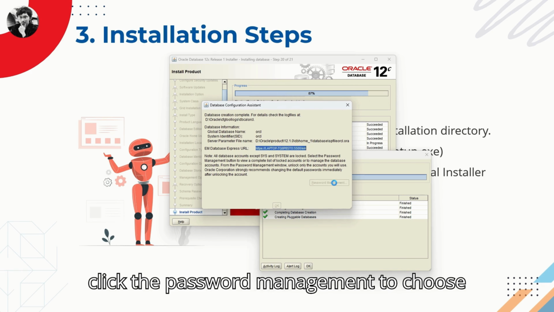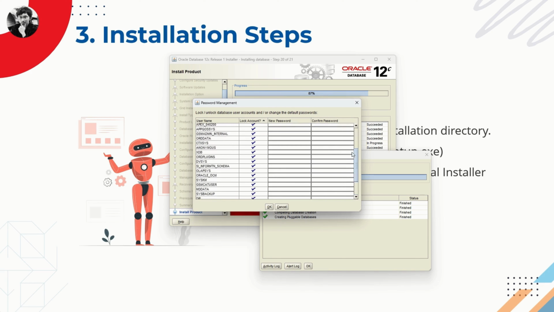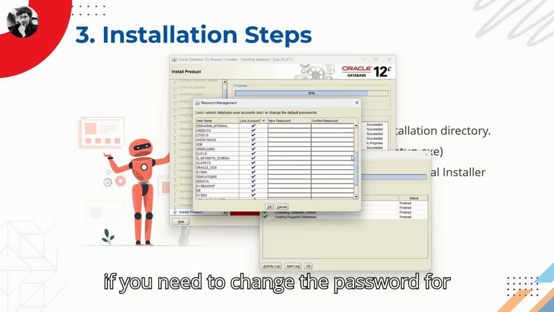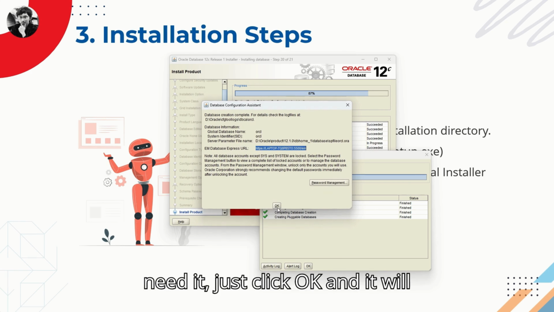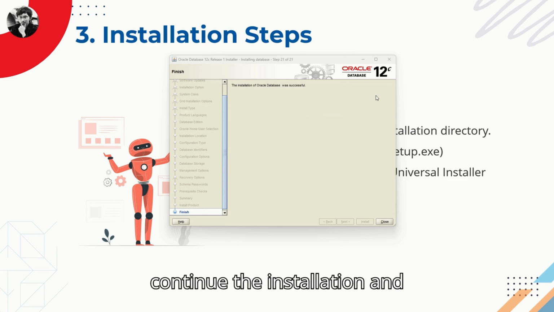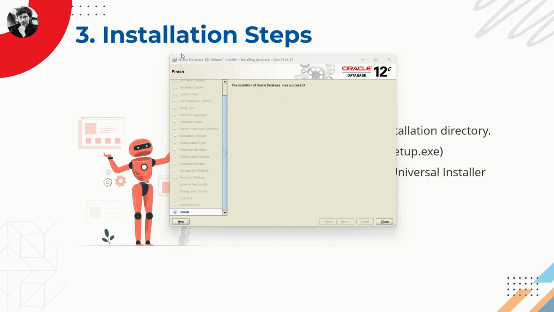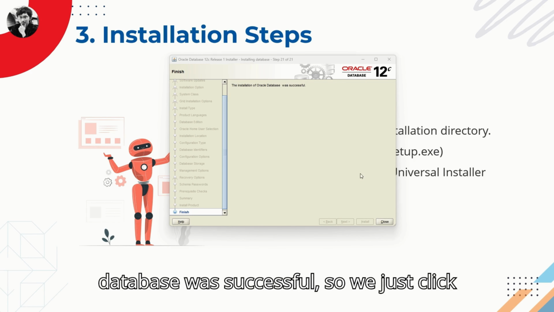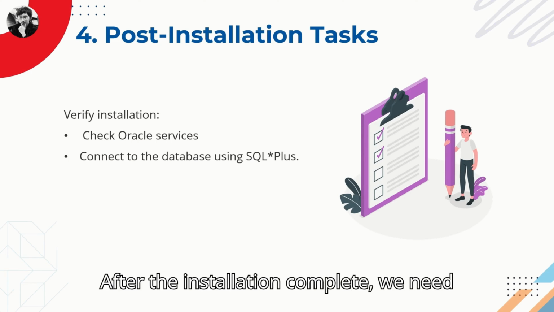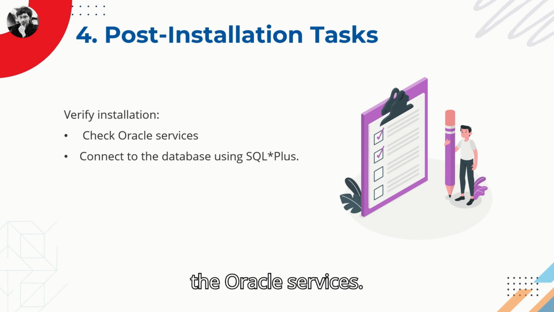You can click the password management to choose if you need to change the password for this. If you don't need it, just click OK, and it will continue the installation. And when this pop-up finishes, it will say the installation of Oracle database was successful. So we just click close for this one, and that's it. The installation is complete. After the installation is complete, we need to verify the installation by checking the Oracle services.